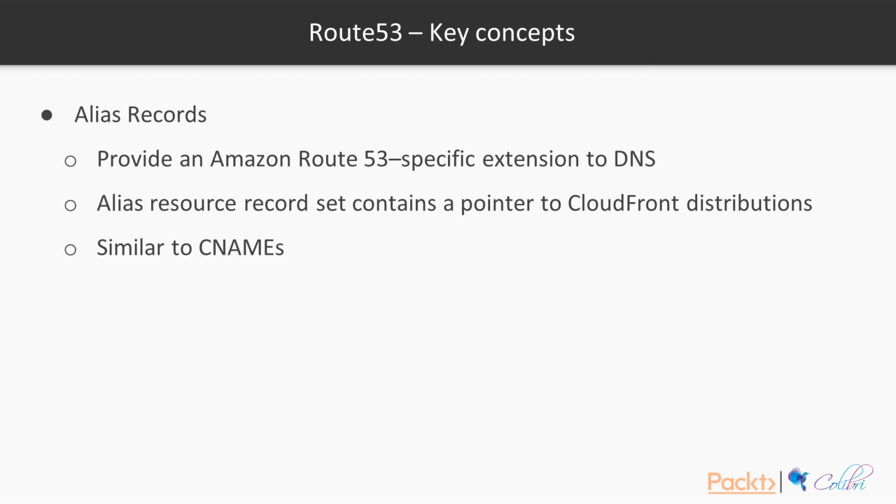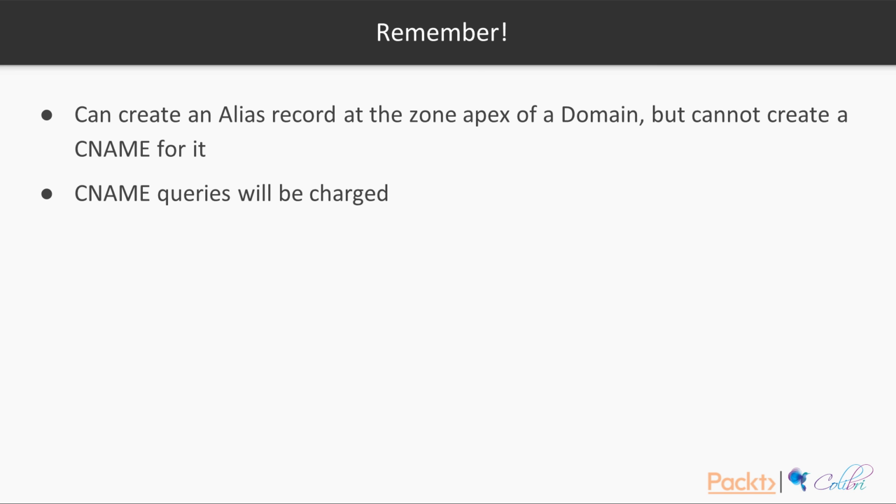Then there are alias records, which are very important for the exam. They provide an Amazon Route 53 specific extension to DNS. An alias resource record set contains a pointer to CloudFront distributions, S3 buckets that are going to host static websites, Elastic Beanstalk, Elastic Load Balancers, or another Amazon Route 53 resource record set in the same hosted zone. Alias records are very similar to CNAMEs, but you have to remember there are a few differences.